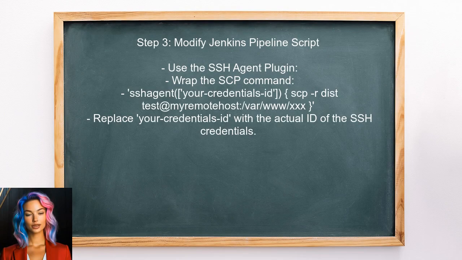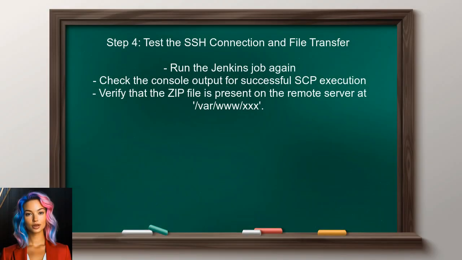Now the user should modify the Jenkins pipeline script to ensure that the SSH agent is properly utilized during the file transfer process. This can be done by wrapping the SCP command with the SSH agent. Finally, the user should run the Jenkins job again to test the SSH connection and file transfer. If everything is set up correctly, the zip file should be copied to the remote server without issues.